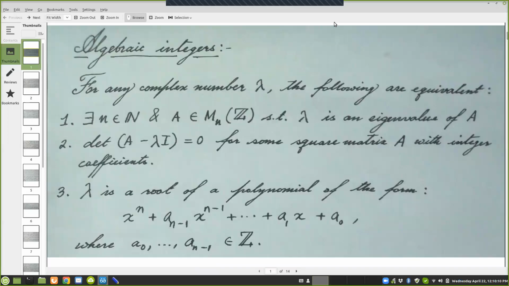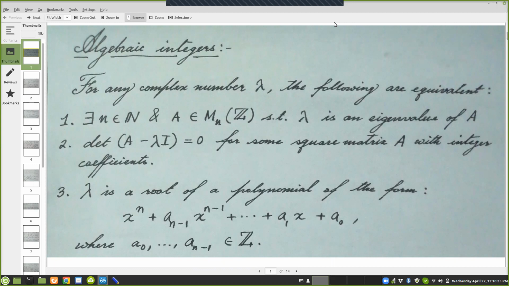Hello everyone. Today I will talk about algebraic integers and integrality properties of characters. So let's start with the following three statements for any complex number lambda.